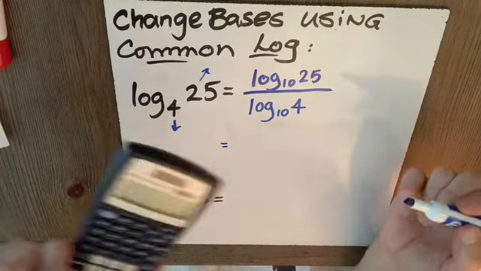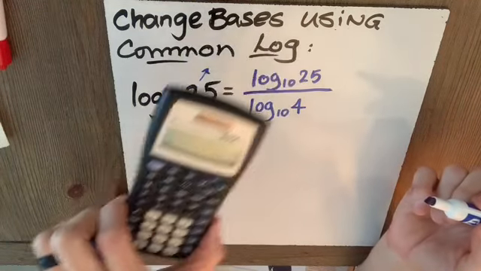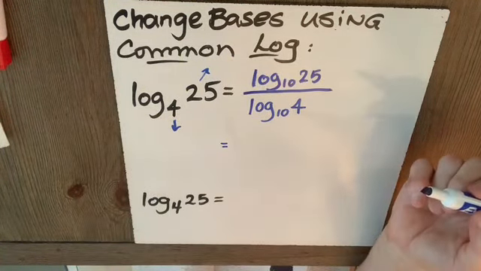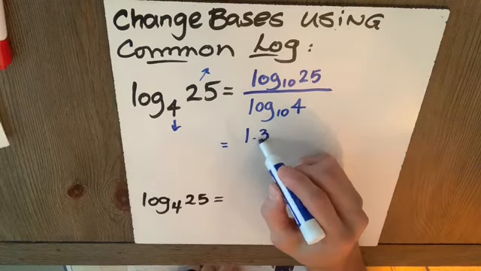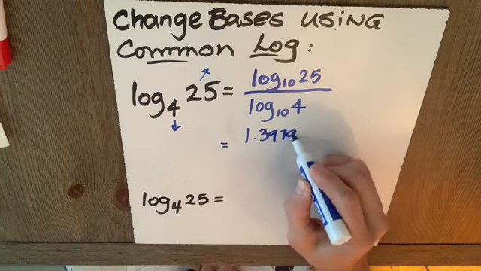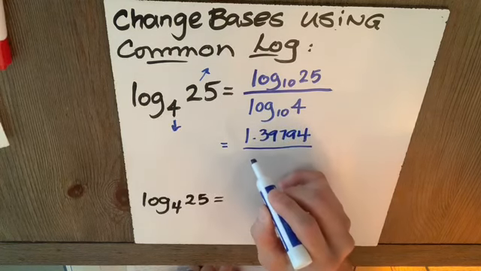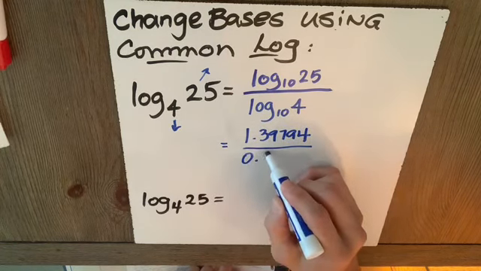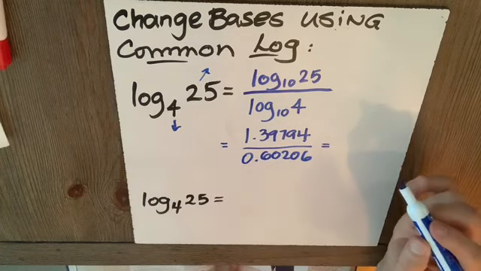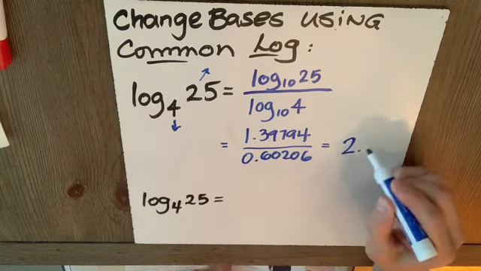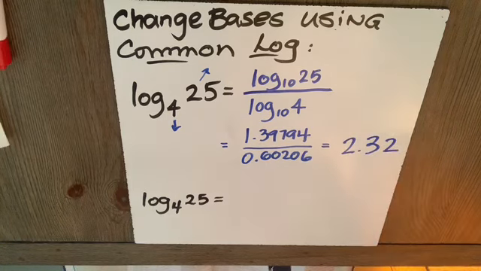Now, even on this little calculator, I do have the common log button, log, and this would get me approximately 1.39794 divided by 0.60206. And when I do that on my calculator, I get about 2.32.